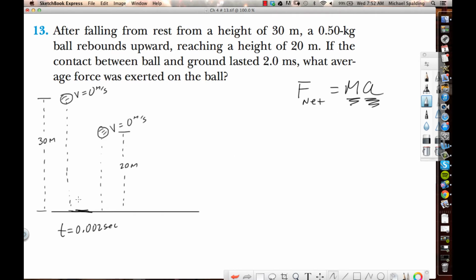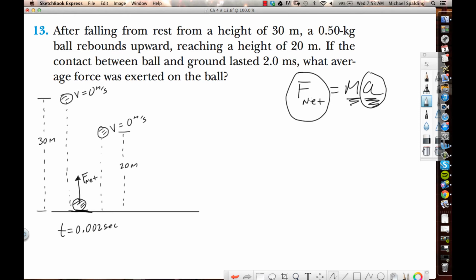So when the ball smashes into the ground during this 0.002 second period, which way is the net force going to be? Is the net force on the ball going to be down, or will it be up? Up. The net force on the ball will be up. And by the way, the net force and the acceleration are always in the same direction or different direction? Same direction. The acceleration is always in the same direction as the net force.